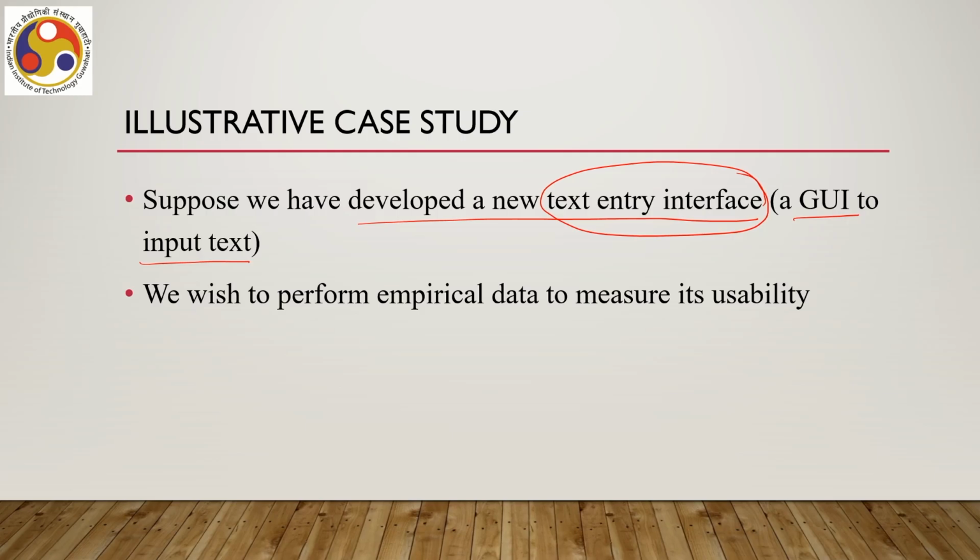Now, the system is developed, we have implemented the system. Now, what we want is to perform an empirical study through which we will be collecting empirical data to measure the usability of the interface. So, here it may be noted that the system has been fully implemented, and now our objective is to set up the experiment, execute the experiment, collect data for analysis, and that process is empirical study.